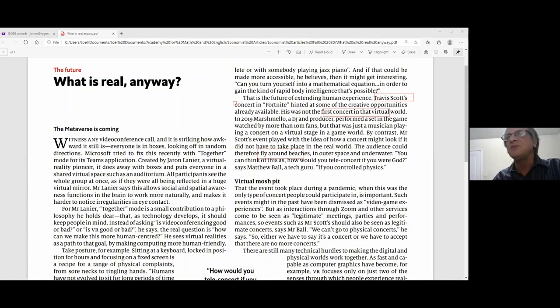And this could be the future, where you go into a virtual game and you see a concert. That's the way virtual reality is moving. That can be the kind of thing that you can see. And it also says here you could fly around beaches, in outer space, and underwater. That's the idea of virtual reality. You can do different things. You may not be able to fly around a beach in the real world, but you can do it in virtual reality. You may not be able to go into outer space, but in virtual reality, you could do it.